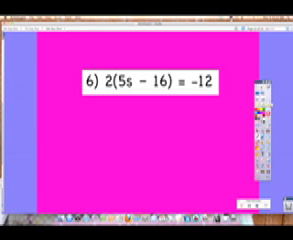Okay, make sure I do this right. I think it's -32. It is? Okay, drop down your equals -12. Okay, let me check your boards. How are we doing? Oh my gosh, you guys are hauling.